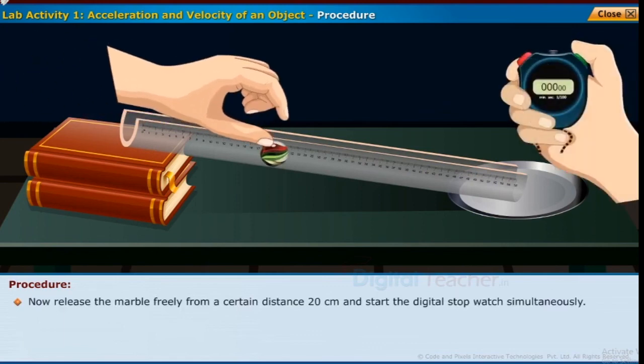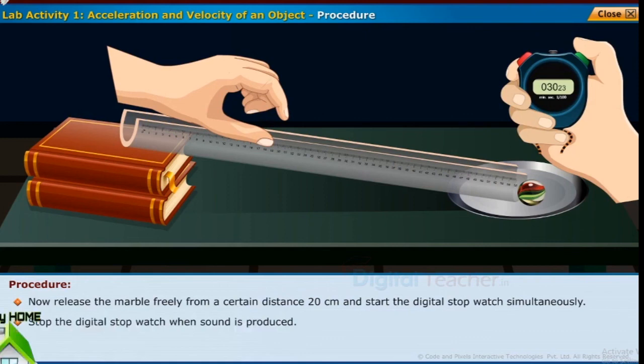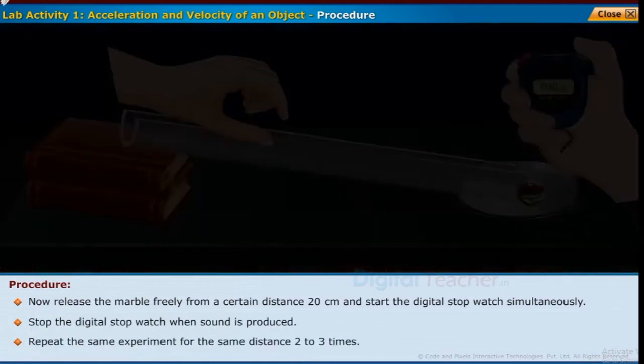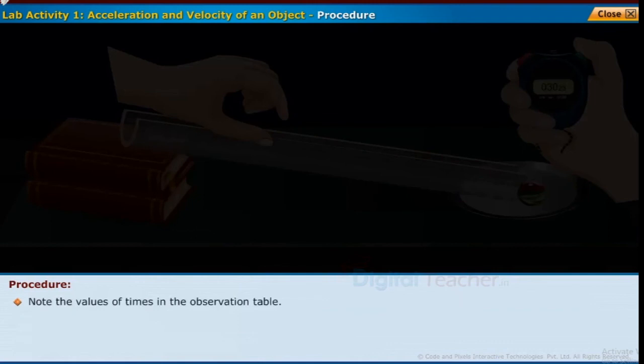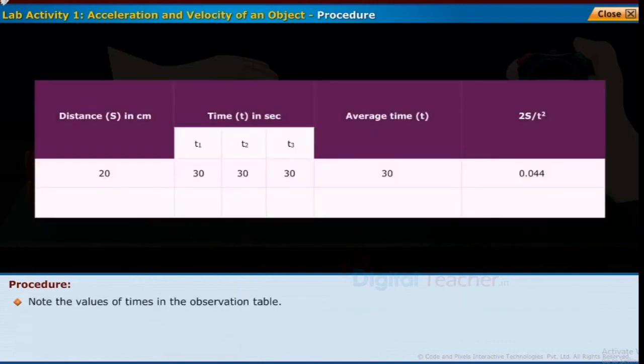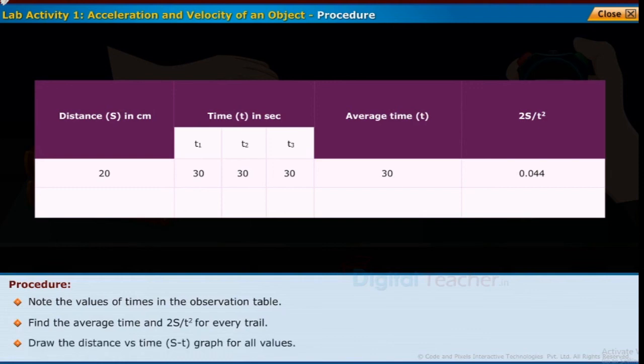Now, release the marble freely from a certain distance, 20 centimeters, and start the digital stopwatch simultaneously. Stop the digital stopwatch when sound is produced. Repeat the same experiment for the same distance 2 to 3 times. Note the values of times in the observation table. Find the average time and 2s by t square for every trial. Draw the distance versus time graph for all values.